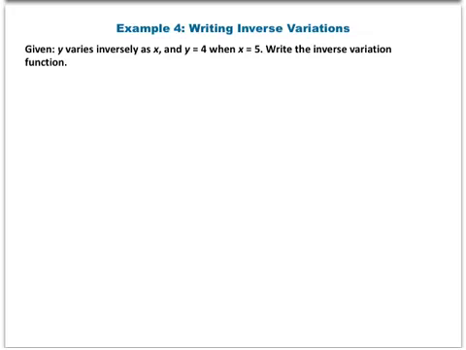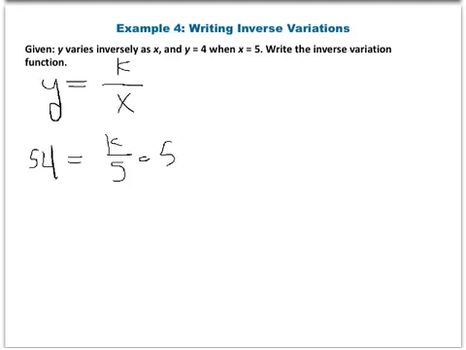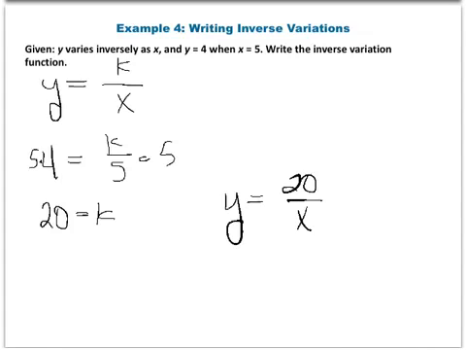Okay, let's try one. Y varies inversely as x, so I'm going to write y equals k over x. And when y equals 4, x equals 5. We solve for k, multiply both sides by 5. 20 equals k. So write your inverse variation function: y equals 20 over x.